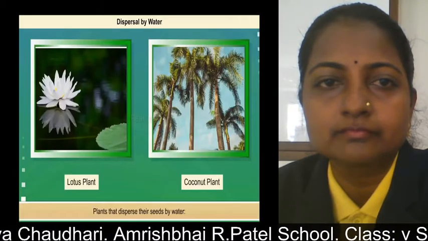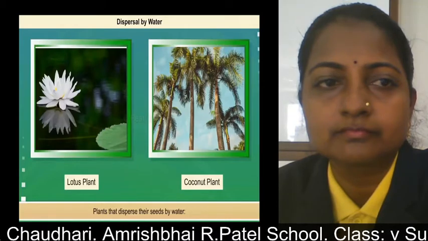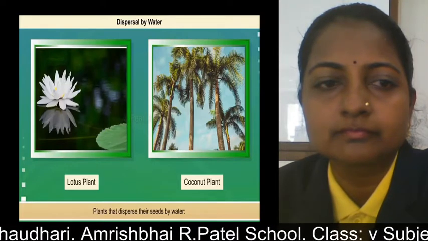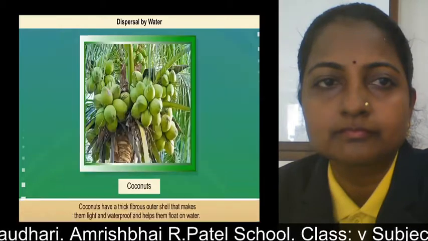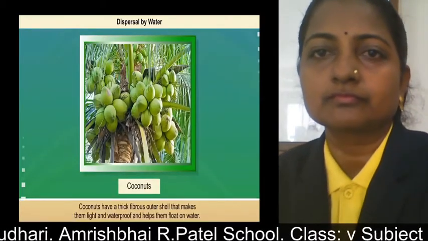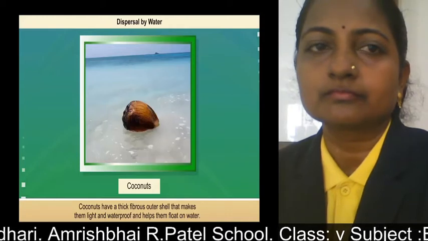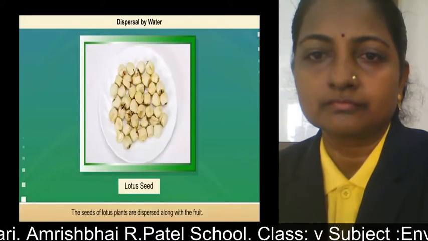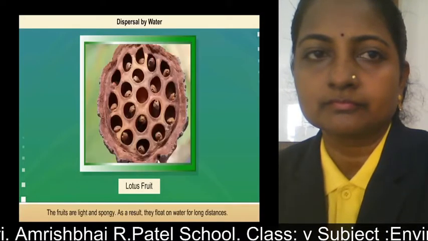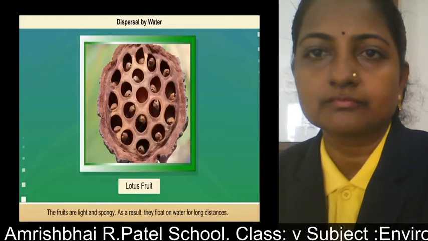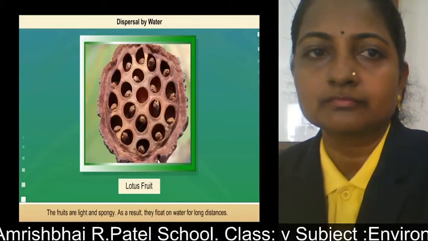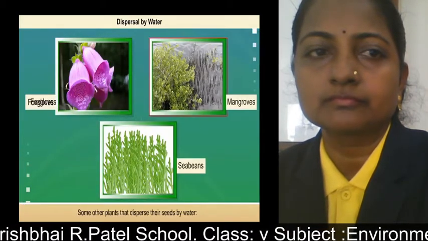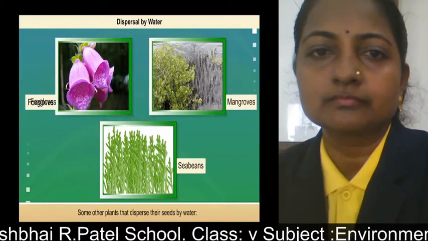Some plants that grow in or near water bodies, like lotus and coconut, disperse their seeds by water. The seeds of these plants are adapted to float on water. Coconuts have a thick fibrous outer shell that makes them light and waterproof and helps them float on water. The seeds of lotus plants are dispersed along with the fruit. The fruits are light and spongy. As a result, they float on water for long distances. The seeds of foxgloves, mangroves, sea beans are also dispersed by water.